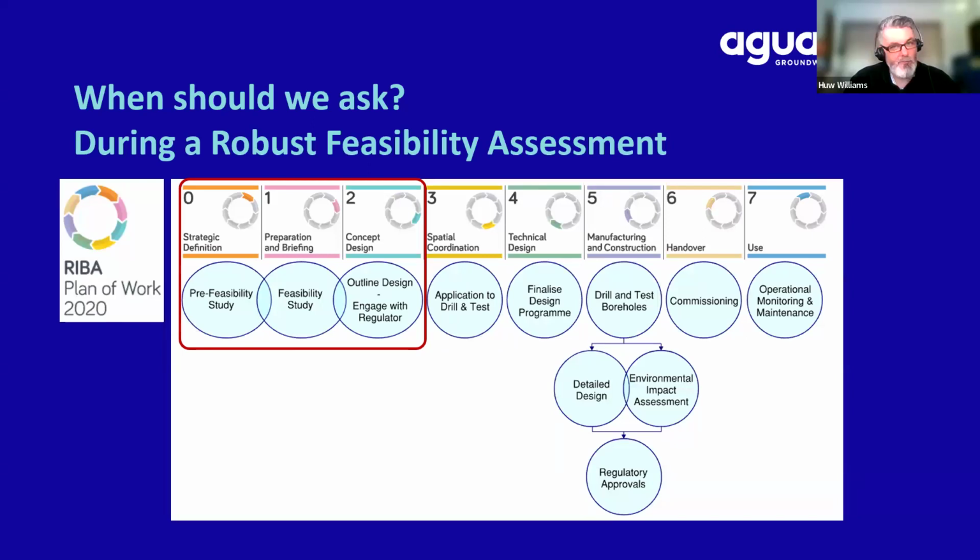We certainly don't want to be finding out at the drilling and testing phase, which is RIBA stage 5. We certainly don't want to be finding out at the commissioning handover stage at 6, and of course, critical failures in operation and maintenance during the use of the system is a big banana skin, and so how are we going to avoid the banana skins?